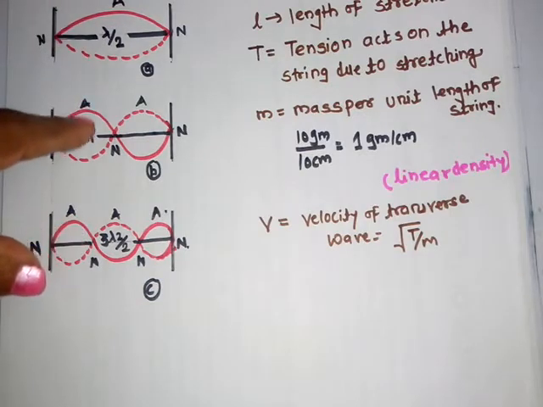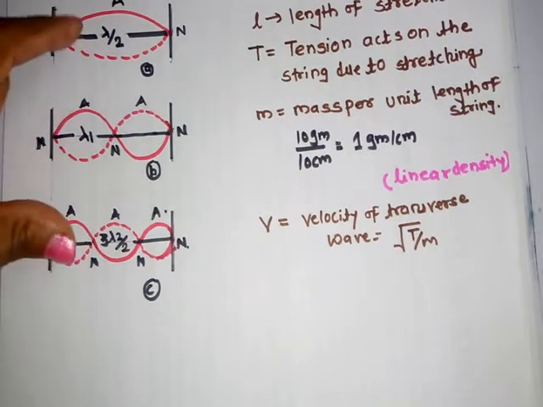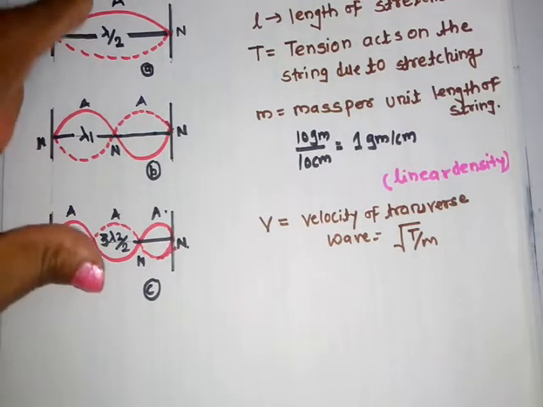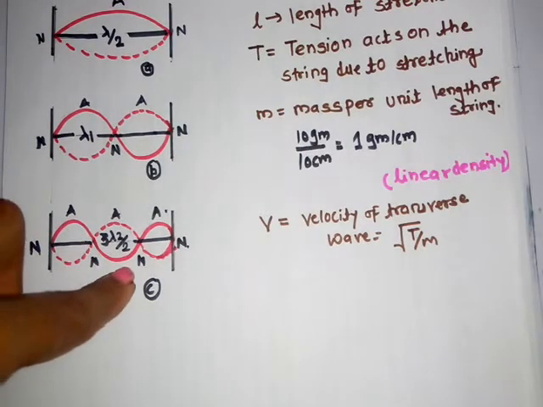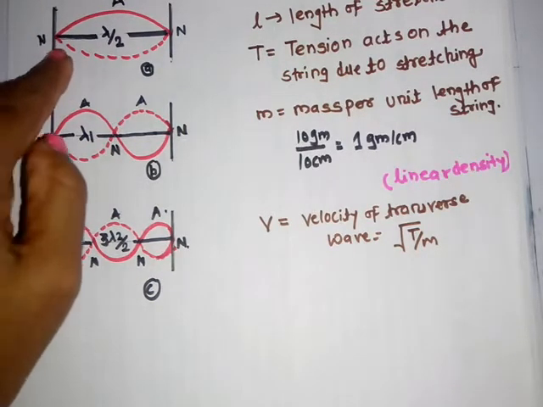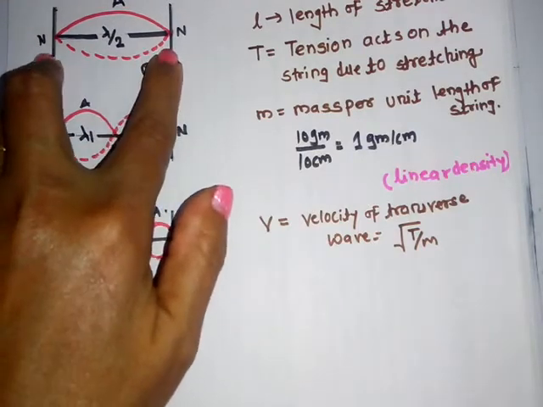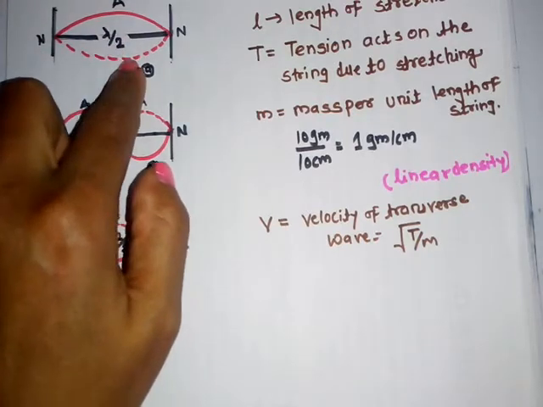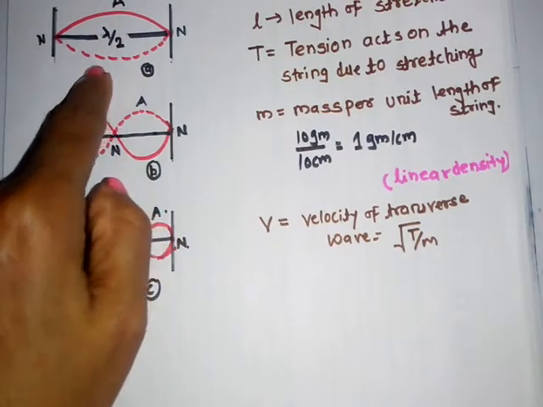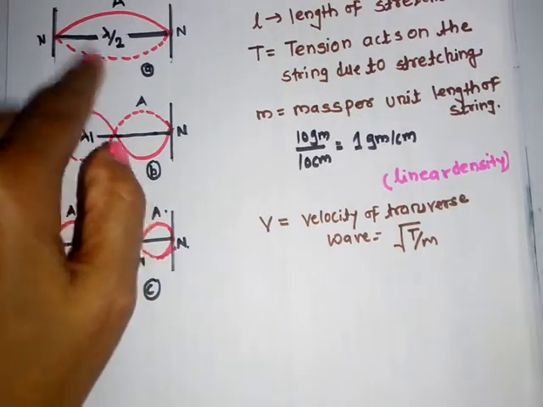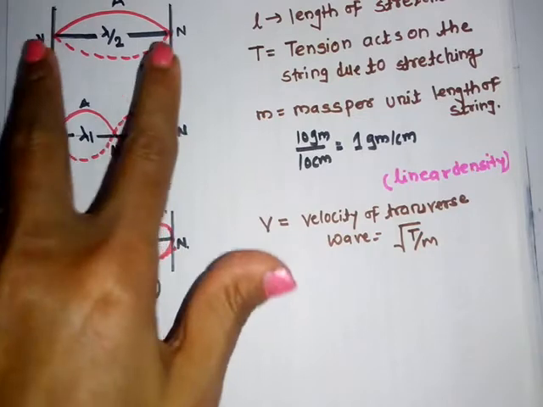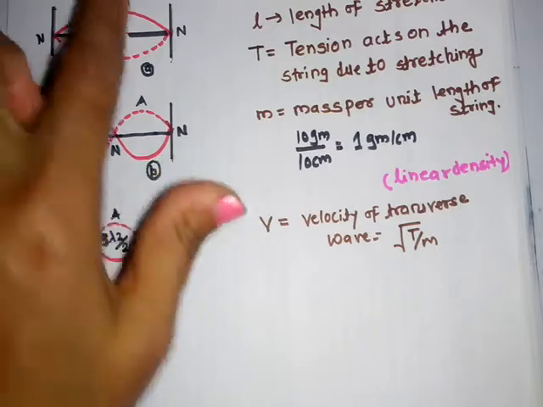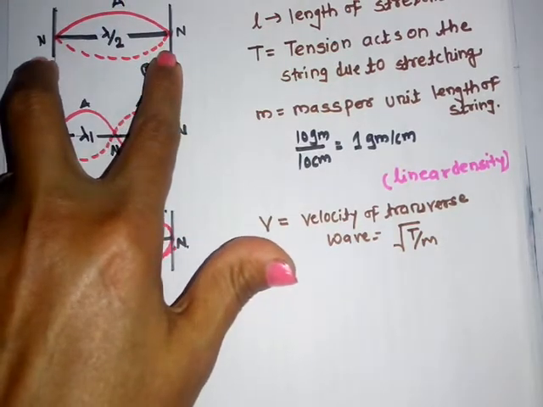Now see these three figures. A string can vibrate with different modes of vibration, and these different modes of vibration are due to different frequencies. If the string is stretched between two rigid supports and is plucked or vibrated using a tuning fork which is placed at the center, then the string can vibrate as shown in this figure. That is, it consists of an antinode at the center of the string and two nodes at the end points.